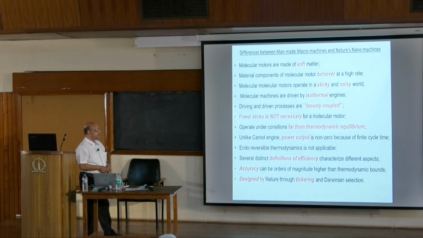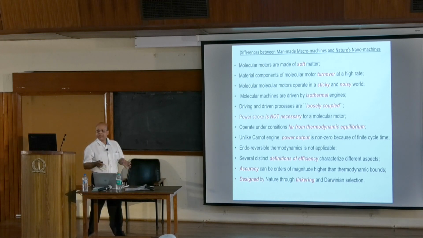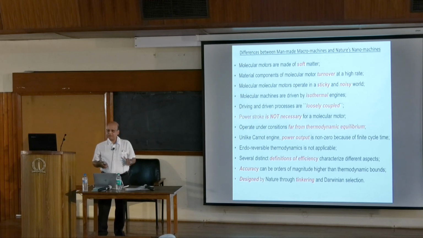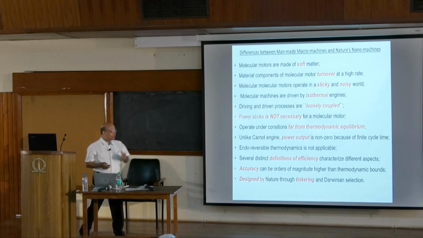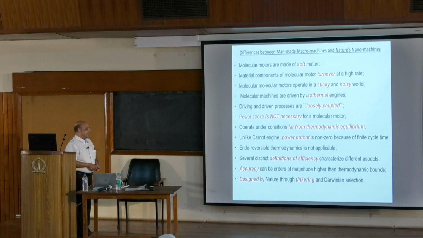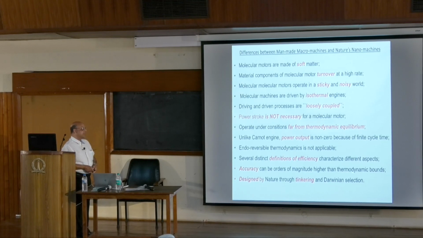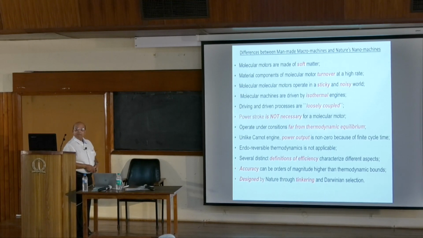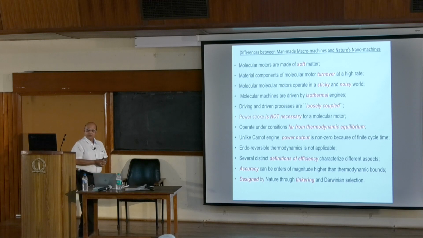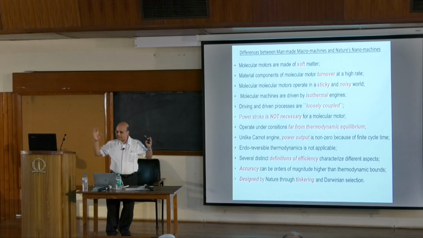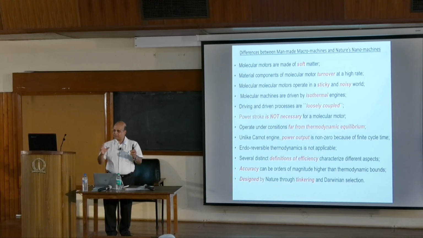Several distinct definitions of efficiency characterize different aspects. It's not just one definition of efficiency. When you talk about efficiency, you have to know which efficiency you are talking about. And accuracy can be orders of magnitude higher than thermodynamic bounds. Most important here for the evolutionary biologists, these are designed by nature through tinkering and Darwinian selection over billions of years, and not, like engineers do, by starting from scratch and designing something for a specific purpose.